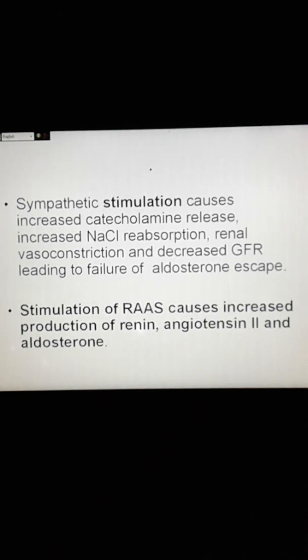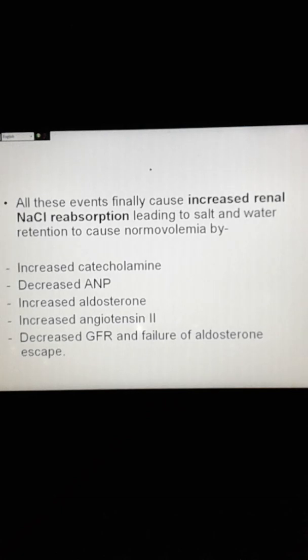Stimulation of the renin-angiotensin-aldosterone system causes increased production of renin, angiotensin II, and aldosterone. All these events finally cause increased renal sodium chloride reabsorption, leading to salt and water retention to cause normovolemia by number 1, increased catecholamine, decreased atrial natriuretic peptide secretion, increased production of aldosterone, increased angiotensin II production, causing decreased glomerular filtration rate and failure of aldosterone escape.